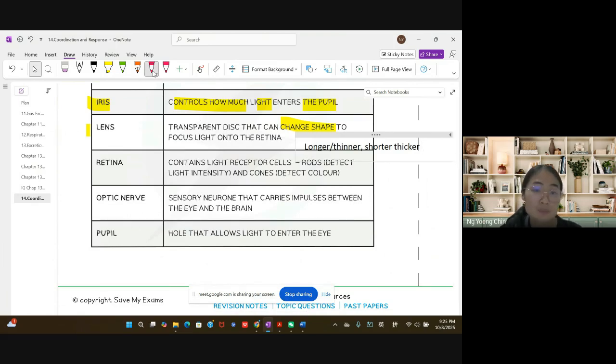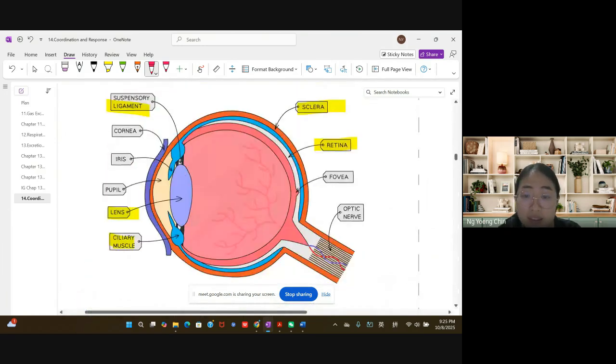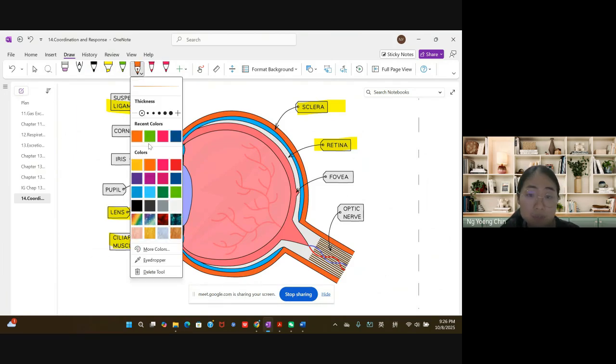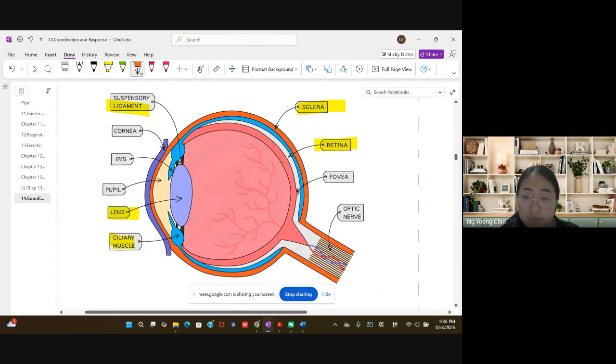Okay, this one you can put a star here. This is a favorite exam question. Okay, this is a common exam question. Where is the retina? This is the retina. The retina is actually located at what we call the innermost layer. They are facing here. You can see, right? This is the retina structure.